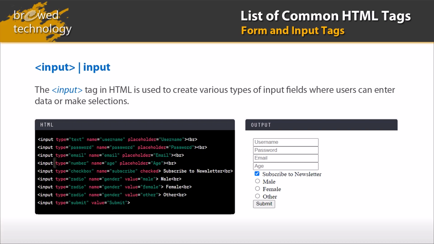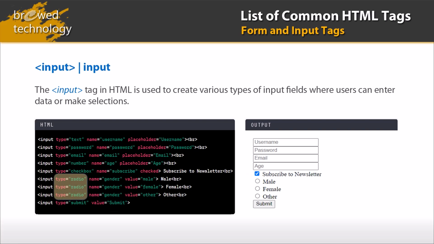Another input type is number. Here in our example, the age data field is defined as number type. A number type allows users to enter numeric values, such as integers or decimal numbers, within a specified range. The next type is checkbox. In our example, a checkbox input field is used as a subscription indicator. A checkbox type allows users to select or deselect one or more options from a predefined set of choices.